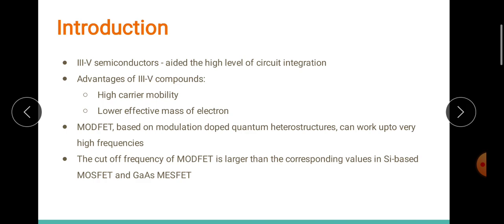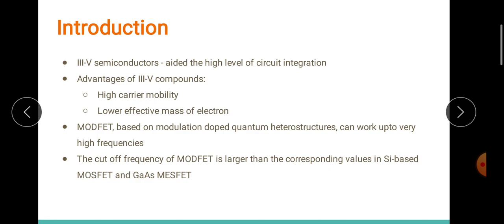Well, today we know that silicon technology has been seeing a tremendous growth in the sense of high level of circuit integration. This circuit integration cannot be achieved, or cannot even be dreamed of, if we couldn't develop the third and fifth semiconductor compounds. So it is these third and fifth semiconductor compounds which have aided the circuit integration in our semiconductor technology today. Now, why is it that the third and fifth devices show so many advantages?